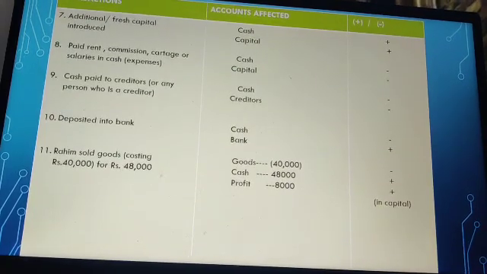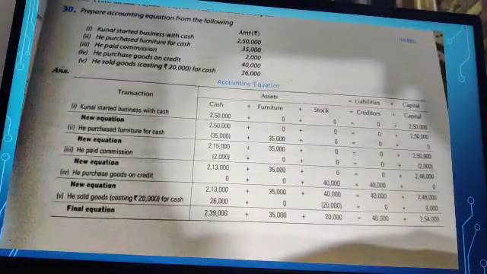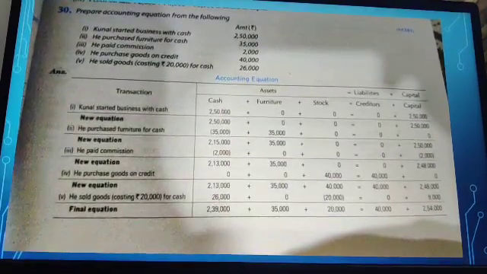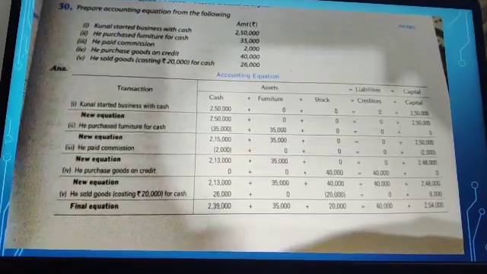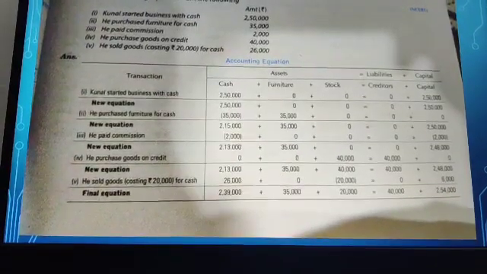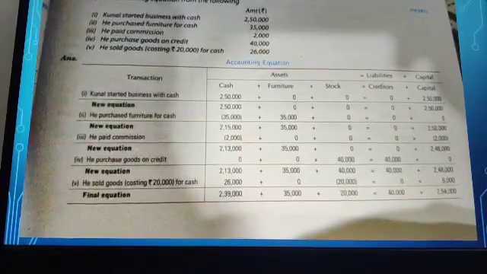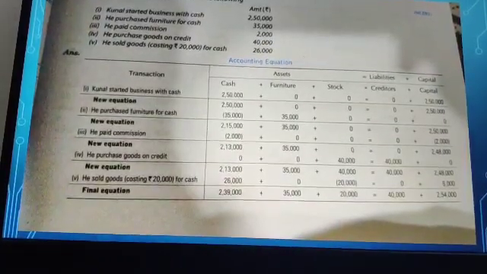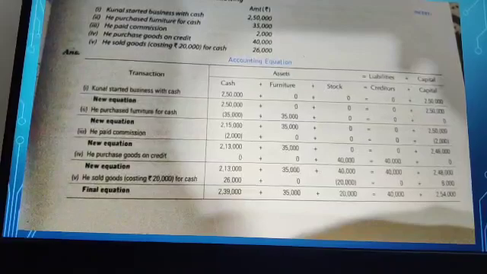Before discussing transaction number 11, let us proceed to a case. Prepare the accounting equation from the following. Kamal started business with cash, rupees 2,50,000. Since Kamal started business with cash rupees 2,50,000, as you can see over here, capital is rupees 2,50,000. New equation: he purchased furniture for cash, that is rupees 35,000.